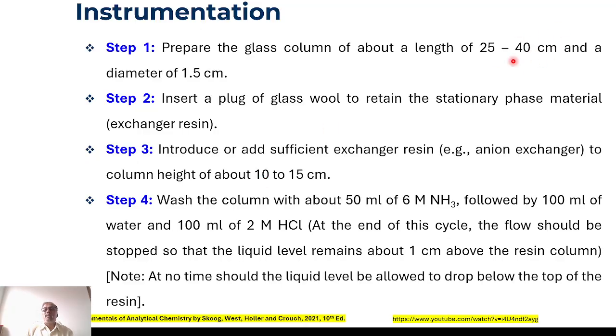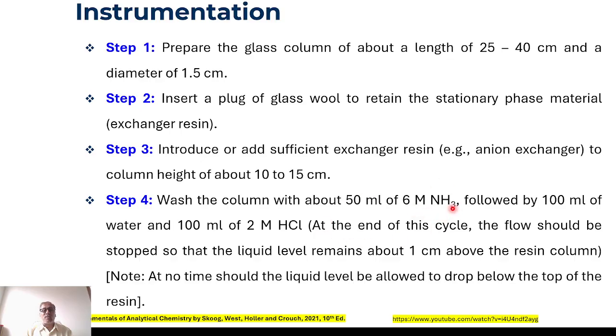If you have selected a column with a length of 40 or 50 centimeter, you can raise the stationary phase material bed size to 15 to 20 centimeter. So you decide the height of the packing of column material according to the size of the column. So this is not fixed. You have to fix it according to the length of the column. You wash the column with 50 ml of 6 molar ammonia.